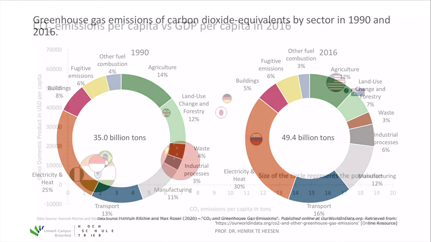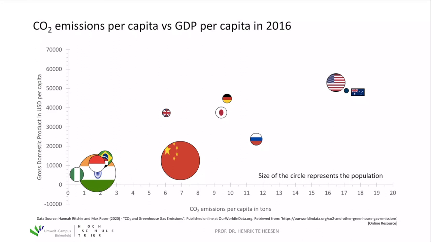in these sectors. And finally, what we can have a look at is the CO2 emissions per capita compared to the GDP, the gross domestic product per capita, in 2016. On the x-axis, you see the CO2 emissions per capita in tons of selected countries. And on the y-axis, we have the gross domestic product in US dollars per capita. The size of these circles represents the population. So the larger the circle is, the higher the population is.